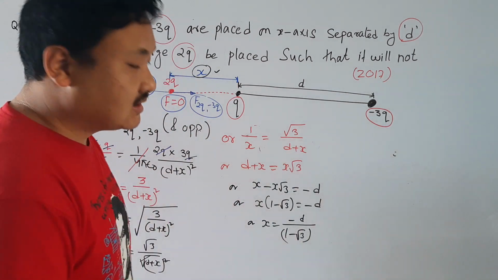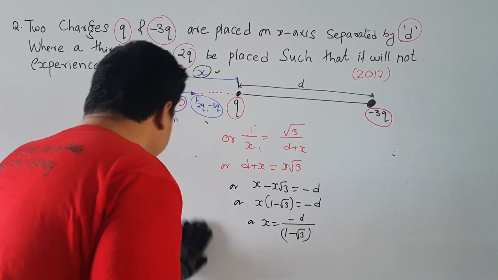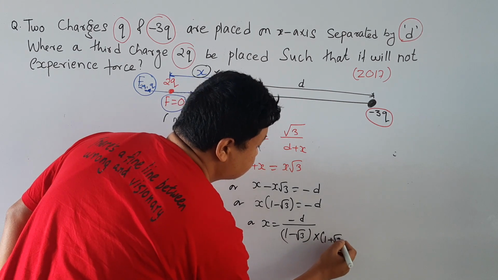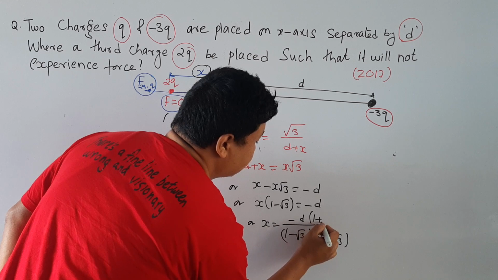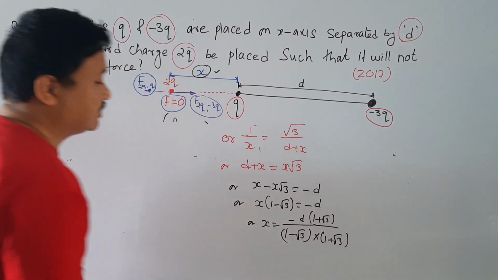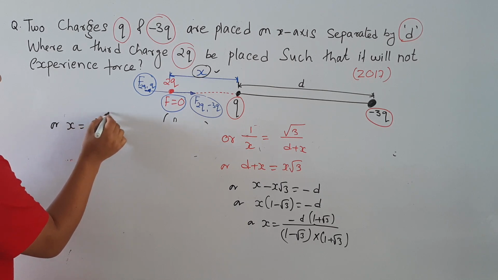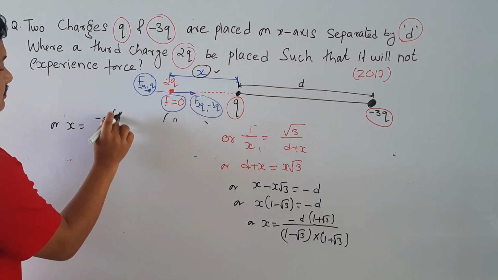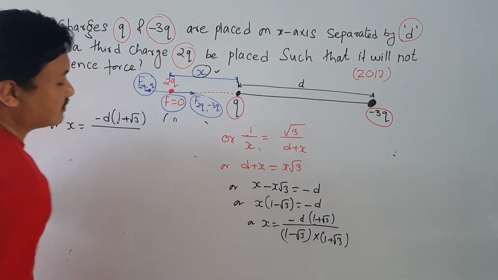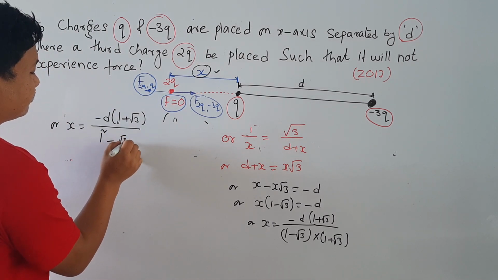And let me rationalize, because I don't want a root in the denominator. Whenever you rationalize, what you need to do is multiply with 1 plus root 3, here also 1 plus root 3. So this is a plus b, a minus b. What you will get is a square minus b square. So x is equal to minus d, 1 plus root 3 divided by a square minus b square, so a square is 1 square minus root 3 square.